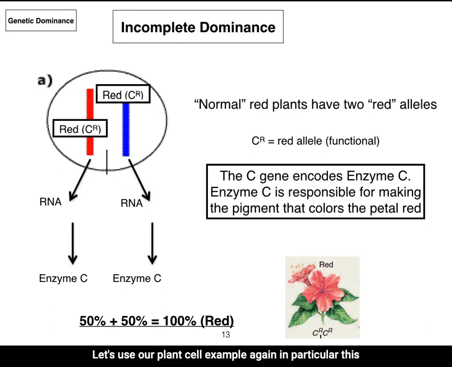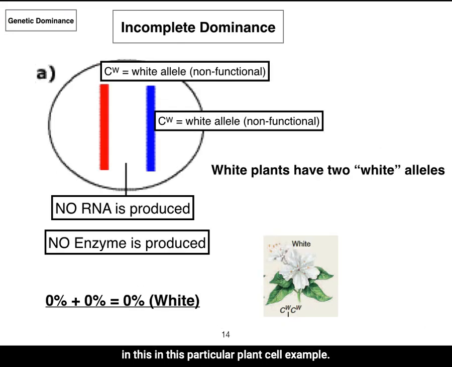In particular, in this plant cell, you have two alleles for red pigment because both genes produce the messenger RNA for the gene that is ultimately producing enzyme C. This enzyme is responsible for making the petals of the flower red. Both alleles, therefore, contribute 50%, and therefore 100% in this example, of the enzyme that's necessary to produce red petals is made in this particular plant cell example.